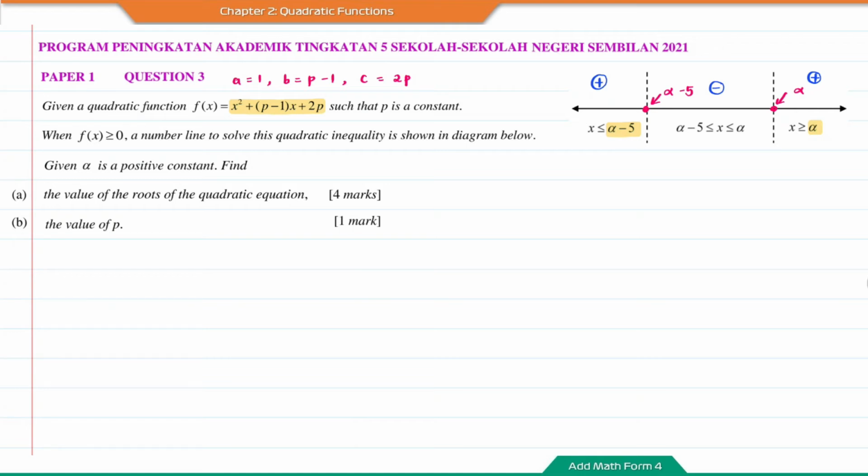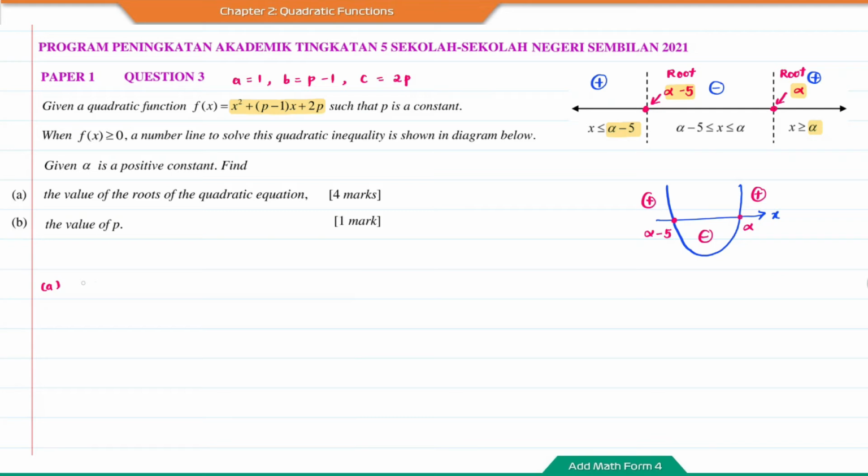Or if you're using the graph sketching method, one of the roots here will be alpha minus 5, and another one here will be alpha. So here will be the positive part, and here will be the negative part. So this alpha minus 5 and this alpha here are the roots of this quadratic function. For question a, we want to find the value of the roots.